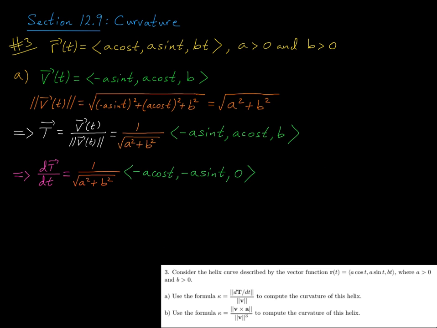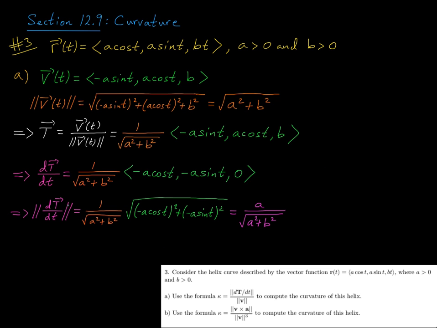All right, and so now I want to find the magnitude of this derivative vector. I'll leave that constant out in front. And it's going to multiply the square root of the sum of the squares of this vector. And again, by the Pythagorean identity, I just get an a squared under this root. So taking the square root and noting that a is a positive constant, this gives us a over the square root of a squared plus b squared.